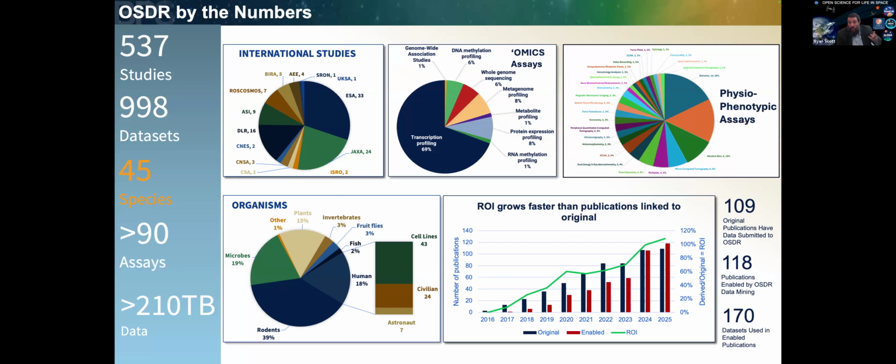And there's been a tremendous return on investment, right? There are 109-ish publications from groups that have submitted their data to OSDR. Now we have these 537 studies, and 118, actually, if you include student theses and preprints, it's really closer to 150 publications that have been enabled by OSDR ever since GeneLab started as the real nexus of this concept a number of years ago.